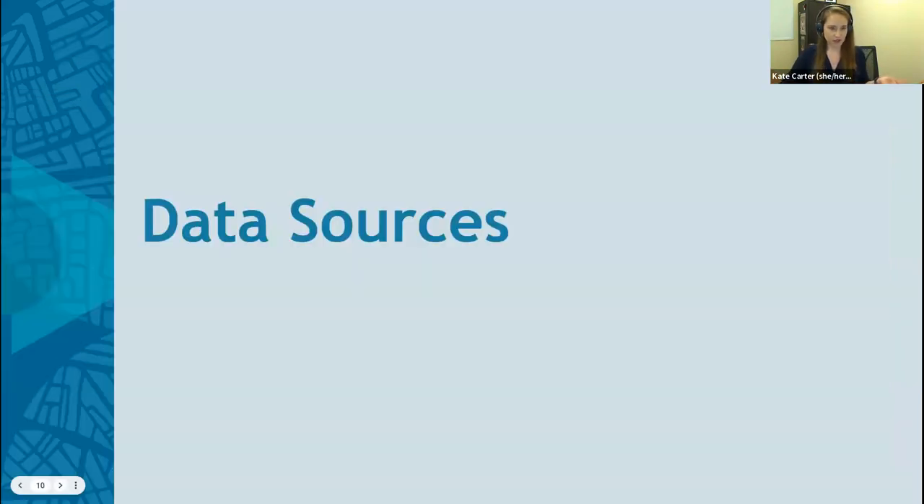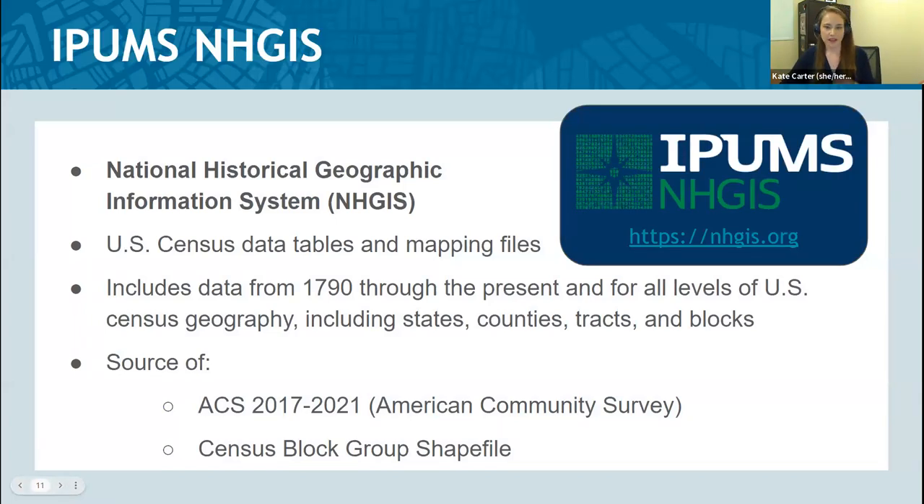So briefly, we'll talk a little bit about the data sources that we used to collect the data for this webinar. IPUMS NHGIS is the source where we collected the American Community Survey data for 2017 to 2021, which is available through the US Census. Basically, this includes a variety of characteristics like social data, so education, veteran status, disability status. It also has data related to economic, housing, and demographic information.